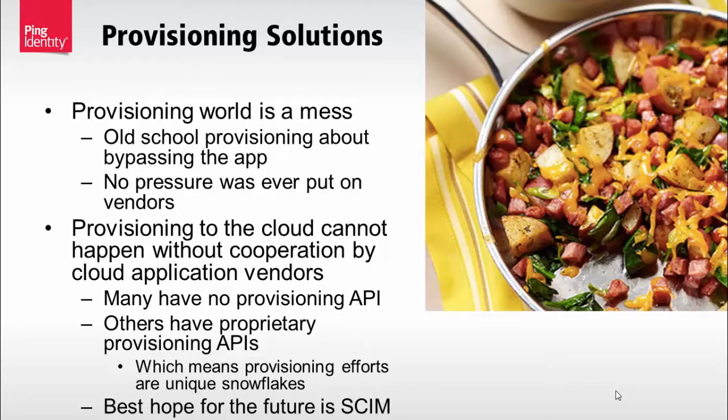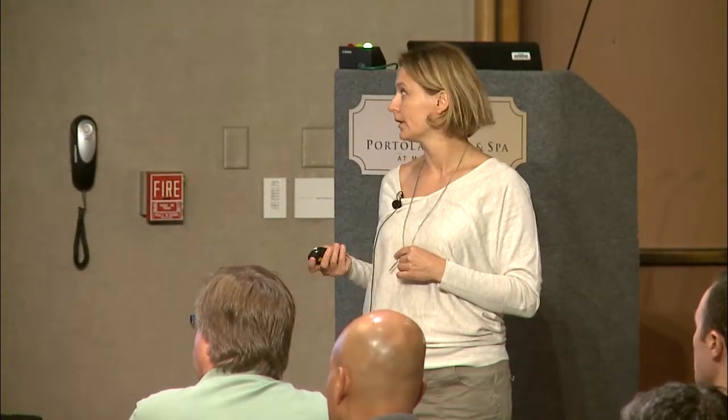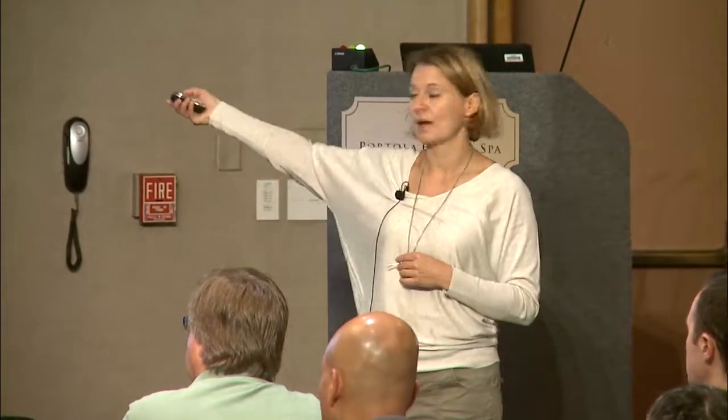You can basically, in my mind, tell the maturity of a cloud app by whether or not they have a provisioning API, right? Because you know that if they have a provisioning API, they've been talking to sophisticated customers who are trying to actually have some kind of consistency in their organization. So that's my meter for who's got big customers and who doesn't, is whether or not they have a provisioning API. And my belief is that the best hope for the future is SCIM. So let's talk about SCIM.